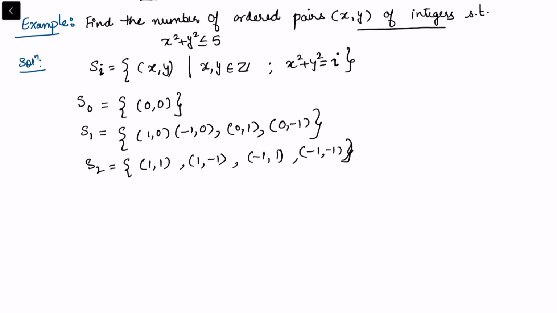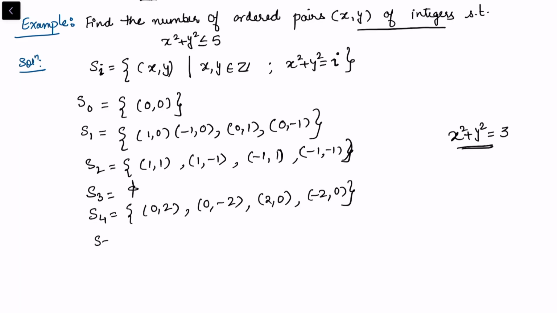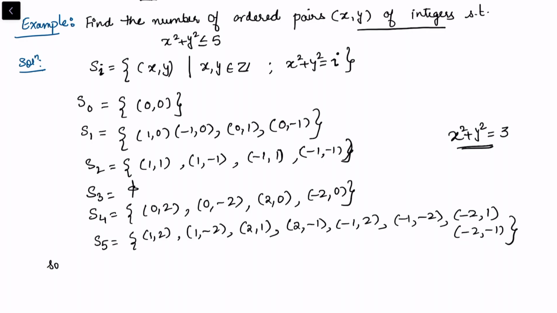Now for S3, you cannot find any square sum which is equal to 3. So this is not possible, and hence in this case we will simply write that S3 is empty. For S4, we have the pair as, and for S5, we have. And so by the sum rule, we can simply say that the cardinality of the set is the summation of the cardinalities of the individual sets Si, i varying from 0 to 5.